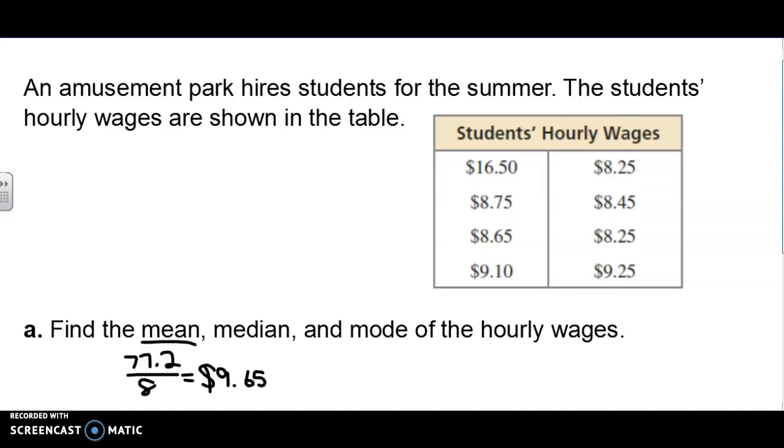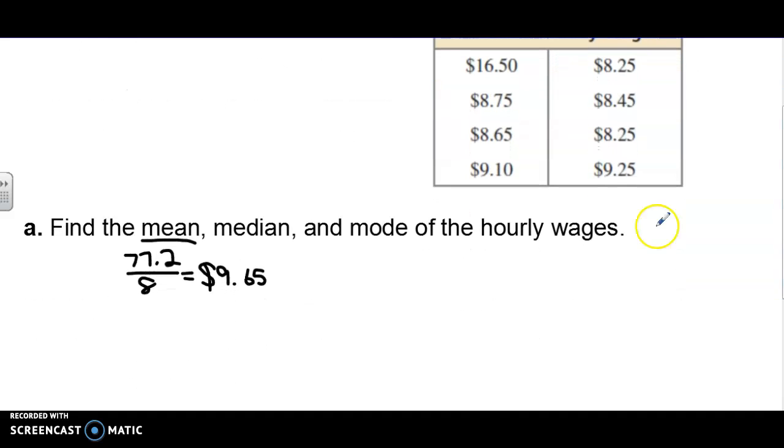Now, to find the median, we're going to have to put these in order from least to greatest. I'm just going to type them out so you don't have to painfully watch me write all these numbers out. So 8.25 seems to happen twice.